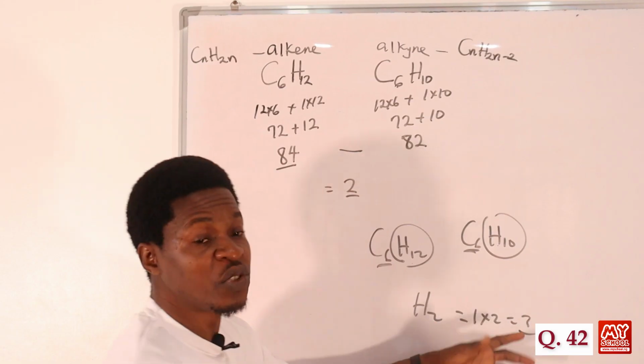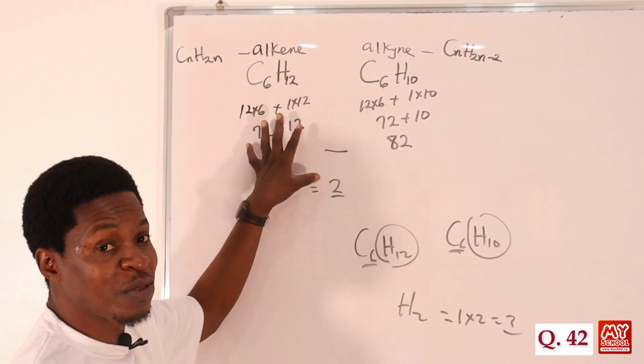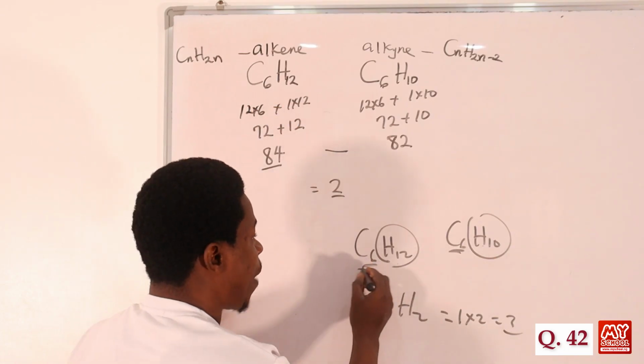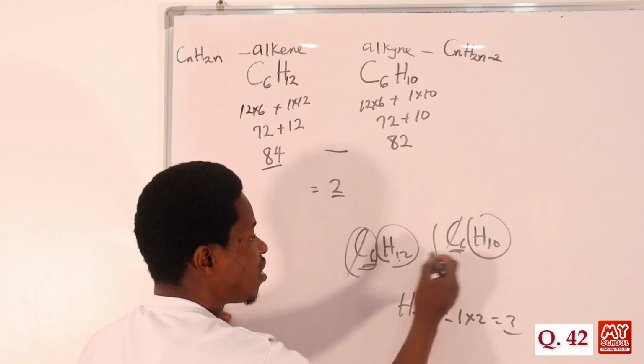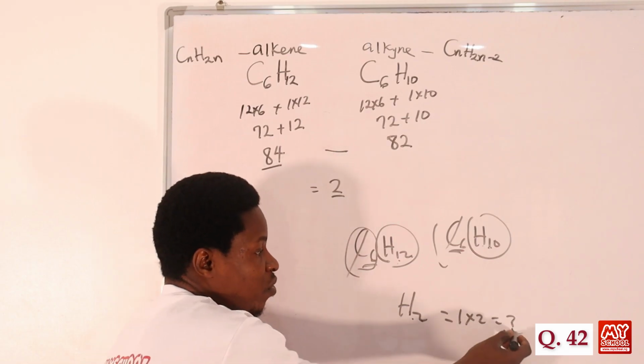So you just say hydrogen is 1 times 2. You don't need to waste time going through all this, 12 times this, 12 times that. Anyone that goes through this is going to spend more time. So just compare the two of them. Carbon 6 and carbon 6, so they cancel off. We have H12 and H10. Take away this, we have hydrogen, 2 of that. So hydrogen is 1, 1 times 2, you just have 2.